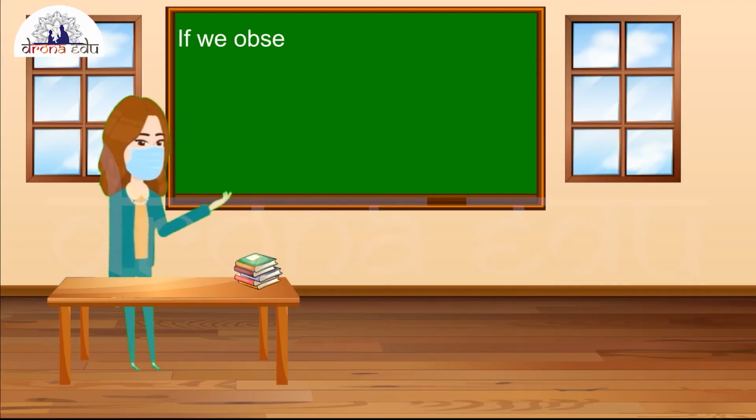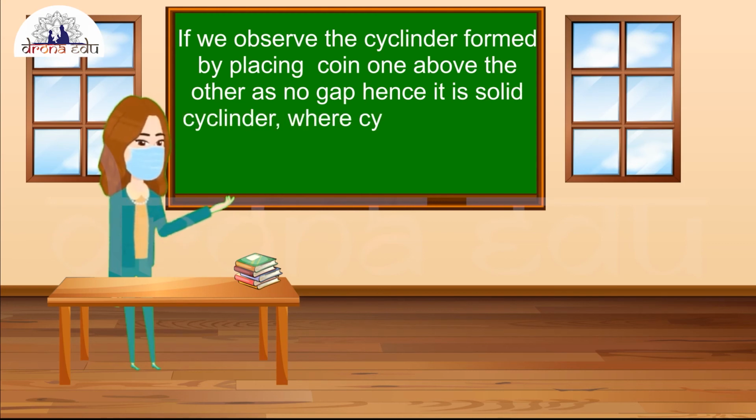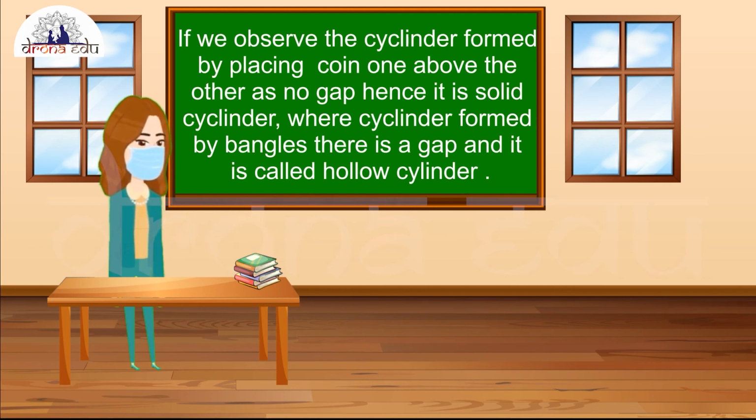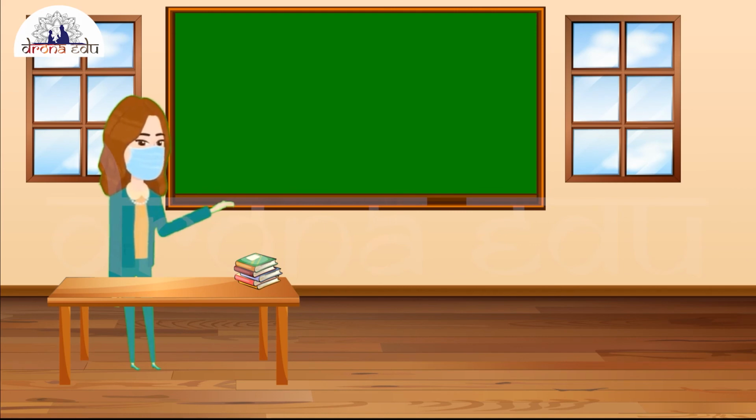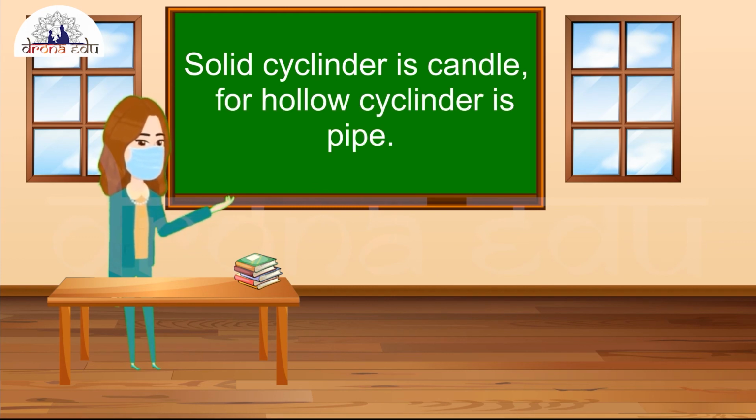If you observe, in the cylinder formed by placing the coins one above the other, there is no gap between them, so there is no gap in the middle. So it is called a solid cylinder. Whereas in the cylinder formed by the bangles, there is a gap, a hollow. So it is called a hollow cylinder. In real life, a real-life example for a solid cylinder is a candle, and for a hollow cylinder is a pipe.